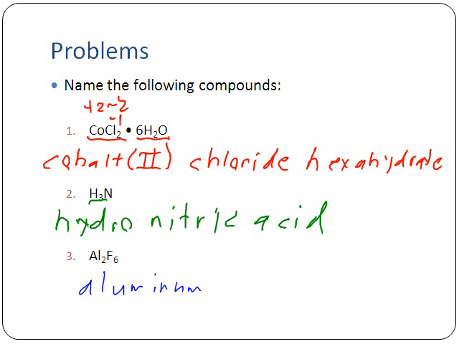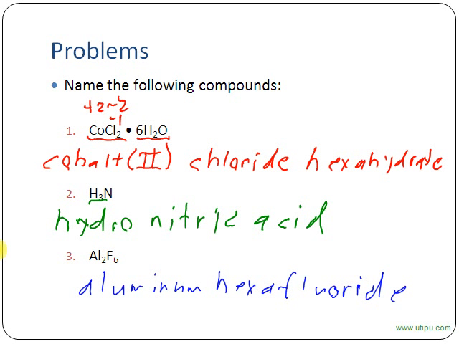The second part here is going to be fluorine, but we have 6 fluorines, so the prefix for 6 is hexa. So hexafluoride, F-L-U-O-R-I-D-E, just like that. So our answer here would be Al2F6 is aluminum hexafluoride. Now let's try doing this backwards.